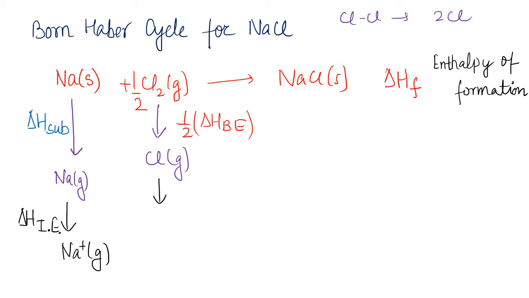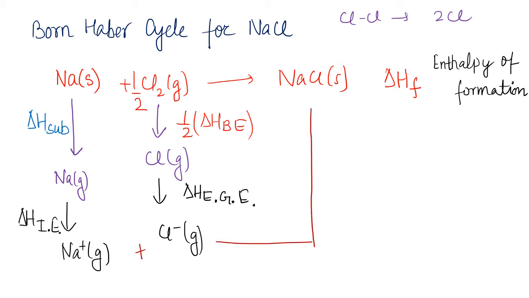After the Cl gas atom is formed, we need to convert the Cl gaseous atom into the anion. So we make it gain one electron. This is called electron gain enthalpy. Now we have sodium ion gas and Cl minus gas. These two will combine and form NaCl solid. This is called lattice energy.